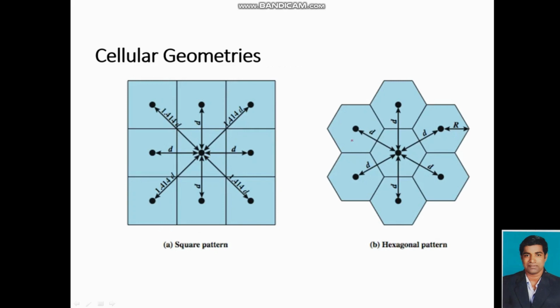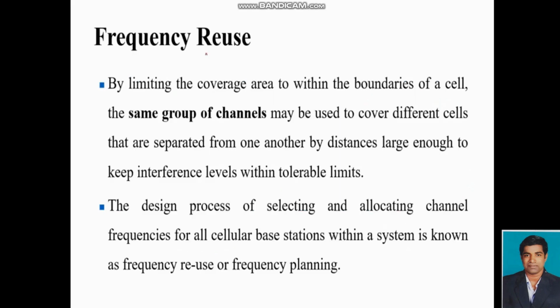For the center cell, the origin or center base station to adjacent cells' base station is equal distance, and also the base station to edges is equal radius. That is why we are suggesting hexagonal pattern of the clusters is the best way of cellular cluster formation.